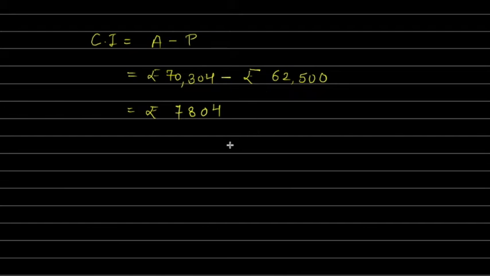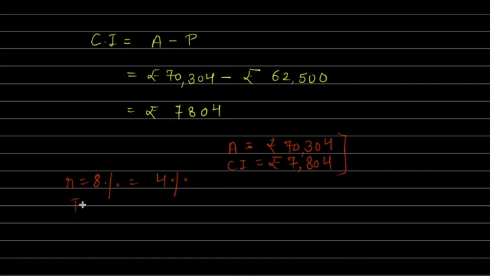So we will write the final answer. The amount we have got is rupees 70,304 and the compound interest we have just calculated comes out to rupees 7,804. So this was the only thing in this question: you have calculated the compound interest half yearly, and that is how the rate which was 8% we have written as 4%, and the time which was given as 1.5 years we have taken as 3, because there are 3 half years in 1.5 years.